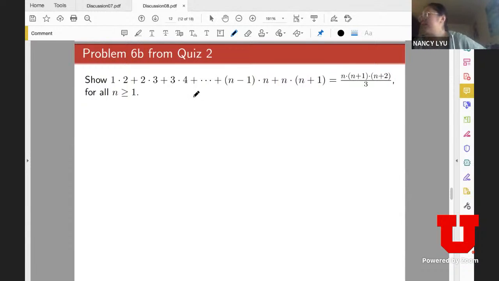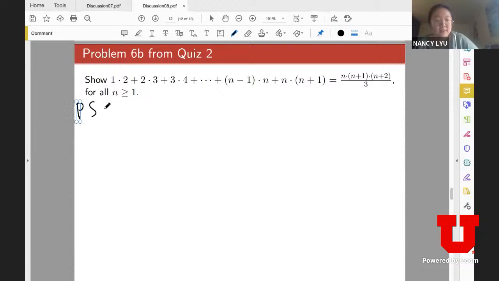It should be obvious that we're going to use induction. We want to show the left-hand side is equal to the right-hand side. So we start with the 4 steps of proof by induction.